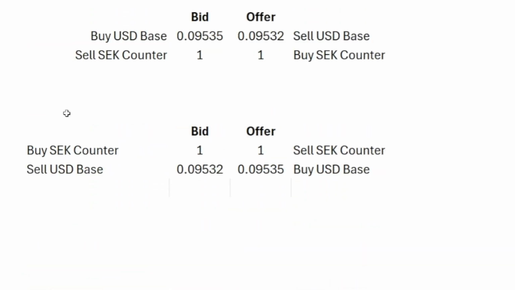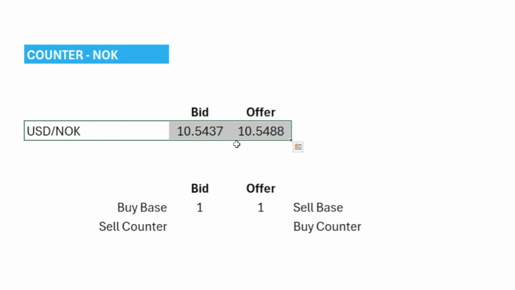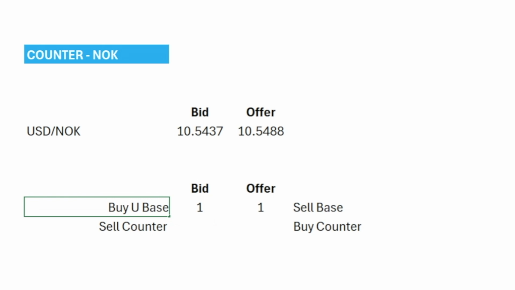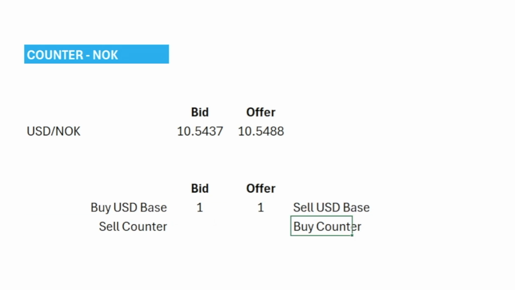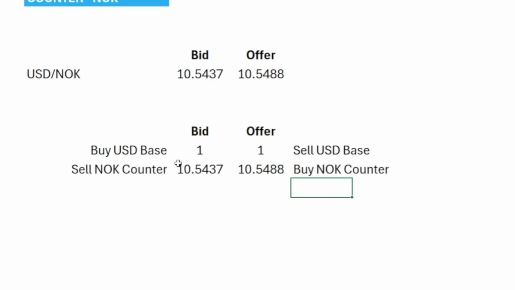Moving on from here, we now turn our attention to the counter currency, which is the Norwegian krona. We're provided with a dollar Norwegian krona currency pair where the Norwegian krona is the counter currency, and therefore no adjustment is necessary. Let's calculate what these cash flows would be. Buying the base, in other words, buying the USD base, selling USD base, and selling the counter, which is the Norwegian krona in this instance. These are the cash flows we require in order to now calculate the cross rate.